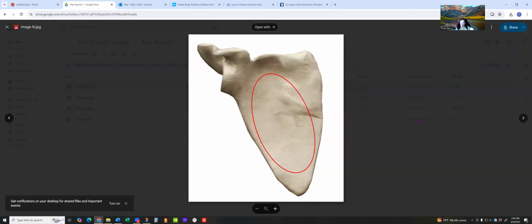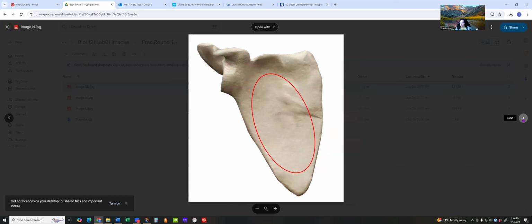Second image, what is the substructure of this bone? Well, you have to start off by knowing this is your scapula, right? So what is this circled region of the bone? That would be the subscapular fossa. The answer to image 2, the answer to what is the substructure, is subscapular fossa.